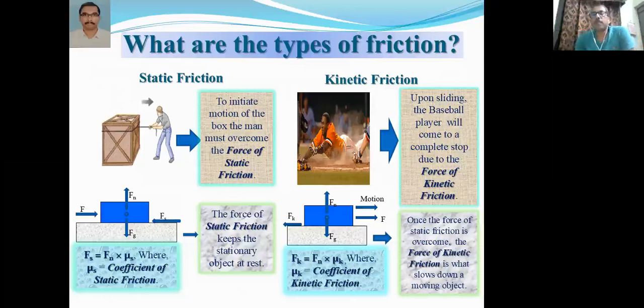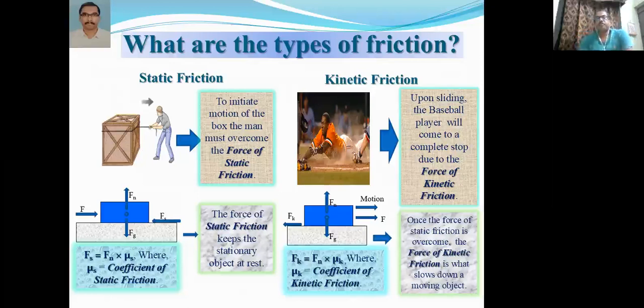In a similar way, kinetic friction can be explained. Suppose this baseball player is sliding and comes to a stop. Upon sliding, the player will come to a complete stop due to the force of kinetic friction. Once the force of static friction is overcome, the force of kinetic friction is what slows down a moving object.